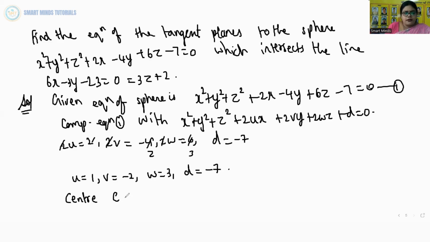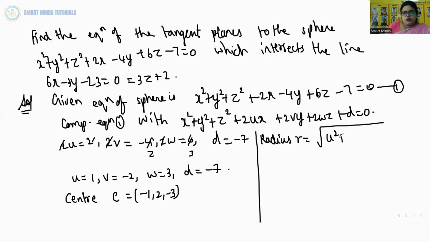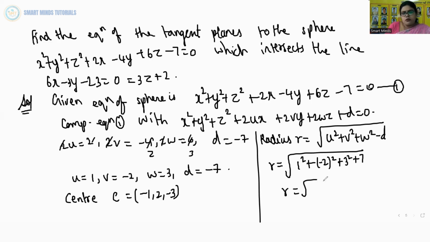Now we get the center as (-1, 2, -3). And what is the radius? Radius r is equal to root over u square plus v square plus w square minus d. So r is equal to root over 1 square plus (-2) whole square plus 3 square plus 7. So r is equal to root 21.